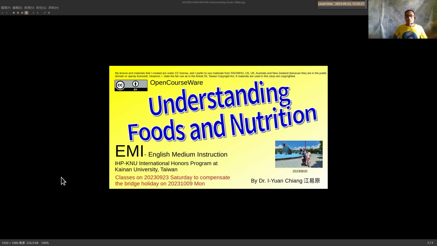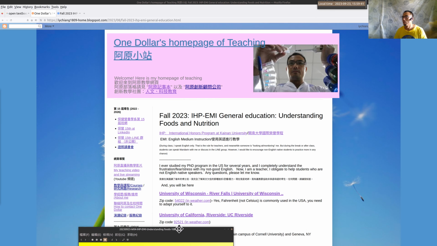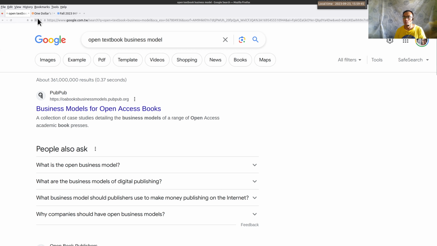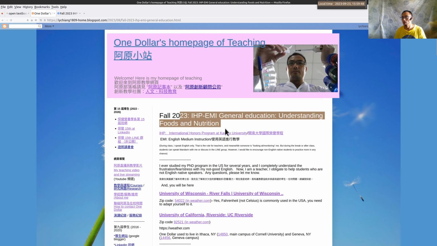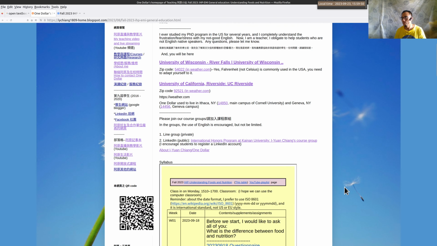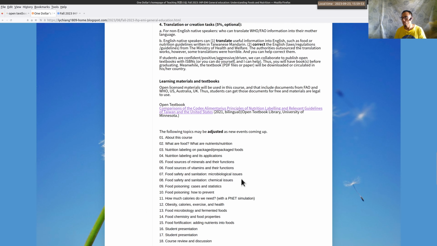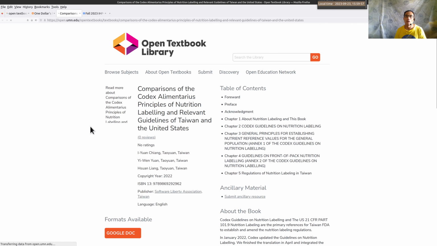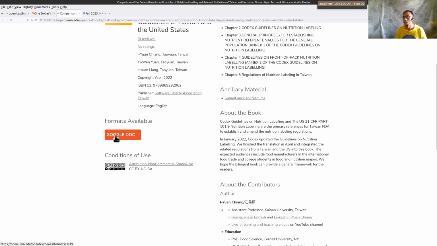Alright everyone, in the second section, I will show you how to download and read the open textbook about nutrition labeling. That is one of the topics in our class. Let me show you. Besides the way I told you, you can click to our website, go to the open textbook, the textbook here. Go to the same homepage, then click here, Google Doc.